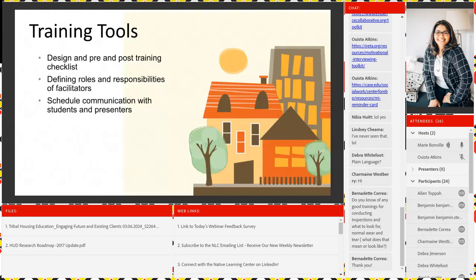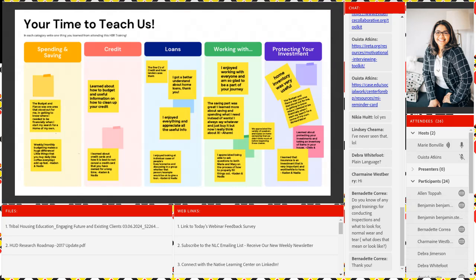It takes design and pre and post training checklists. That can be one way of kind of managing it all. Of course, you have to have roles and responsibilities for your facilitators. I like it when I have 2 people on to speak. It breaks up, again, the one voice, and it allows for folks to communicate more effectively, I think. The other thing is there are a lot of online tools.